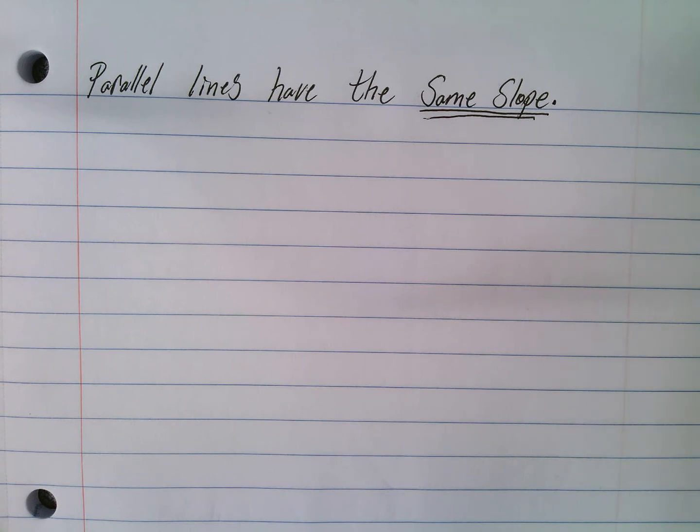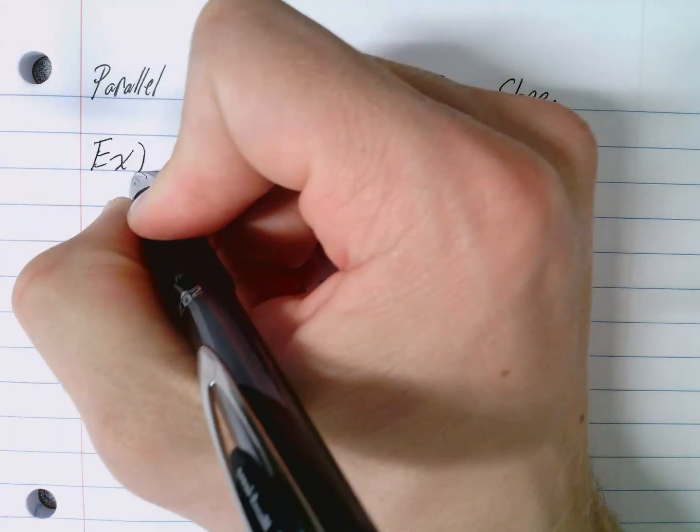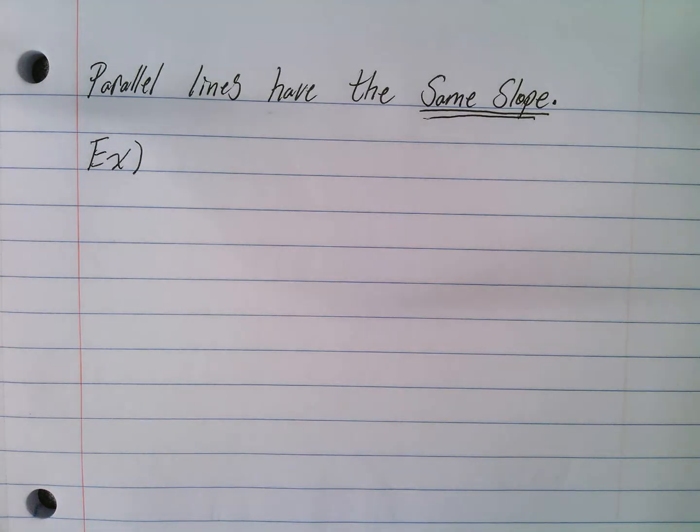In a trapezoid, how many sets of parallel lines do we have? Just 1 pair of parallel lines. So that's the difference between a trapezoid and a parallelogram. If we know that parallel lines have the same slope, let's try and convert 2 lines to slope-intercept form and decide if they're parallel. So maybe I'll do a question from this homework here.